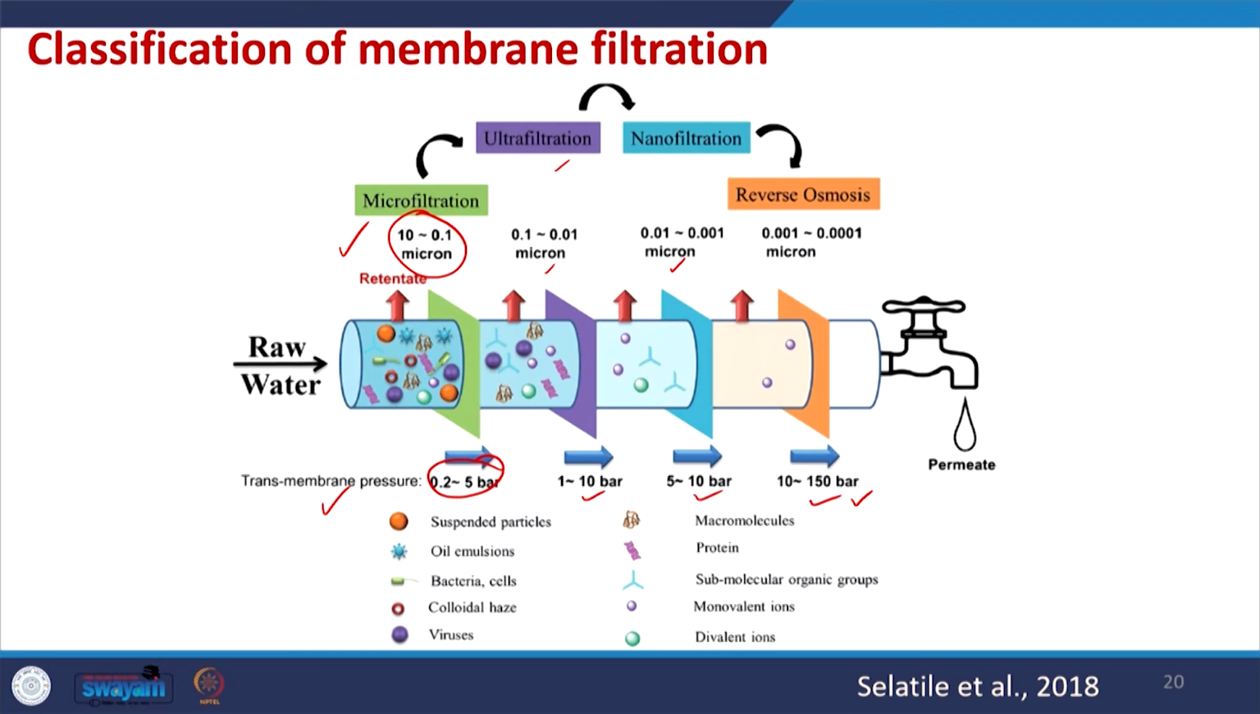But we can filter more amount of material. And in this picture we can very easily see which type of materials can be filtered by all these methods: suspended particles, oil emulsions, bacteria, cells, colloids, viruses, macromolecules, proteins. So, we can see RO can virtually filter out everything. There is a limitation with respect to the size of each of these membrane filtration units, and they can be used differently in the water or wastewater treatment plant. We will study these things in detail later on.